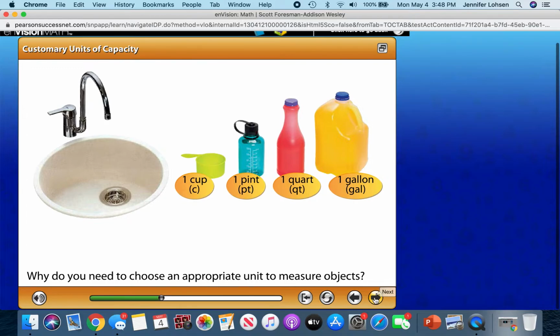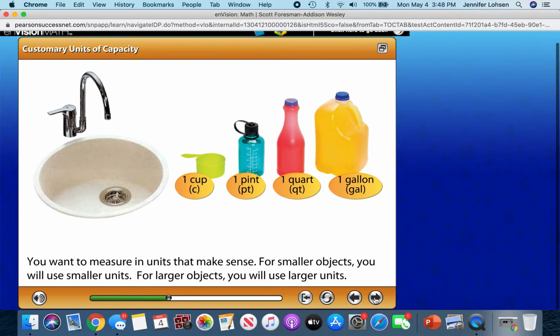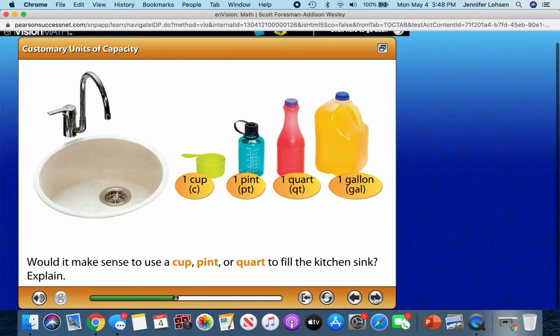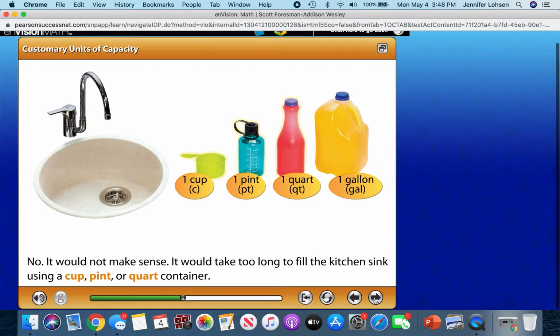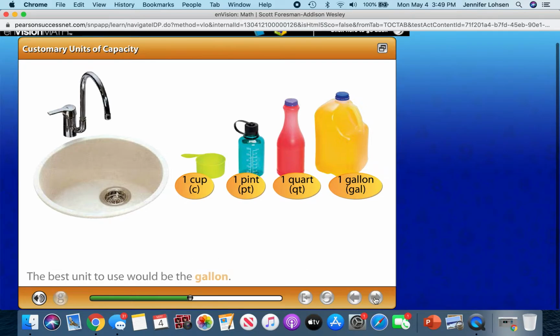Remember, we want to go with accurate and efficient. You want to measure in units that make sense. For smaller objects, you will use smaller units. For larger objects, you will use larger units. Would it make sense to use a cup, pint, or quart? No, it would not make sense. It would take too long to fill the kitchen sink using a cup, pint, or quart. The best unit to use would be gallons.